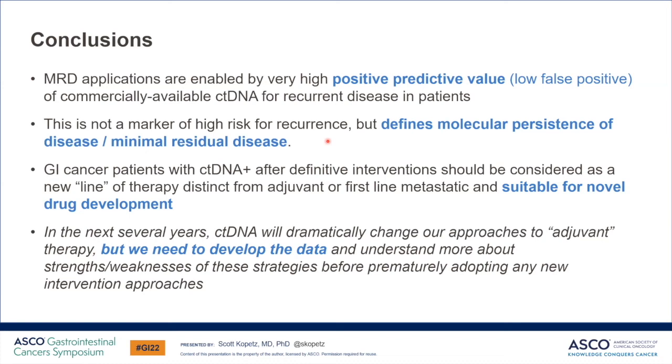Okay, and the next question is, what is an ideal time interval for serial testing? Yeah, so it's reimbursed right now about every 3 months, and I think that's a reasonable time frame. I don't think more frequent testing would be useful.